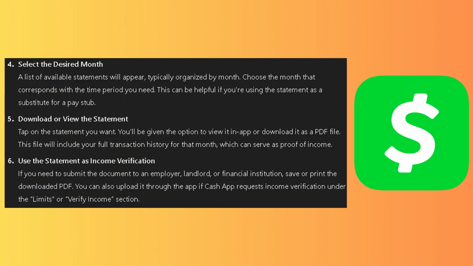Select the desired month. A list of available statements will appear, typically organised by month. Choose a month that corresponds with the time period that you need. This can be helpful if you're using this statement as a substitution for your pay stub.